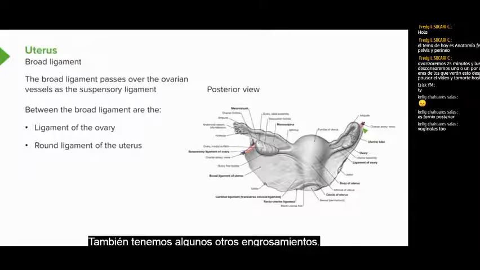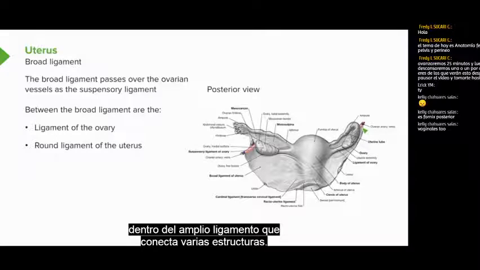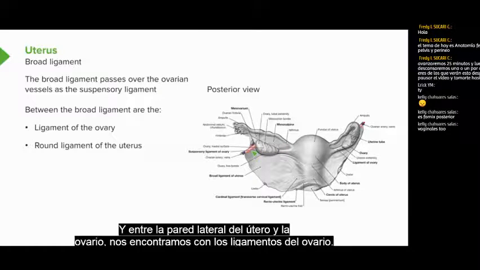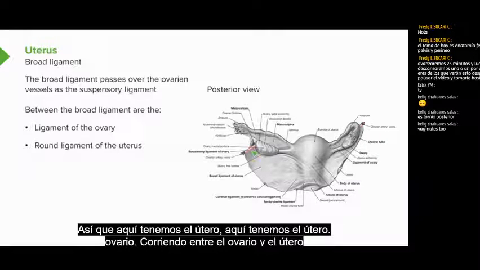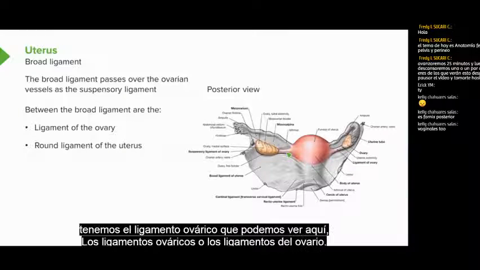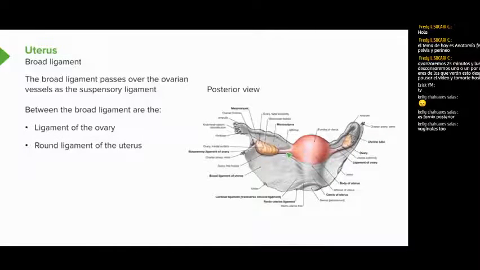We also have some other thickenings within the broad ligament that connect various structures. Between the lateral wall of the uterus and the ovary, we have the ligament of the ovary. So here we've got the uterus, here we've got the ovary. Running between the ovary and the uterus, we have the ovarian ligament, which we can see here. The ovarian ligament, or the ligament of the ovary.